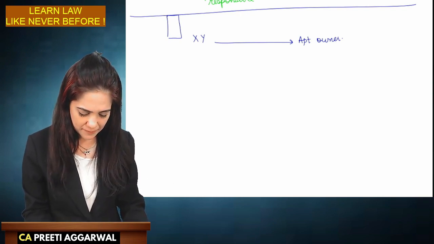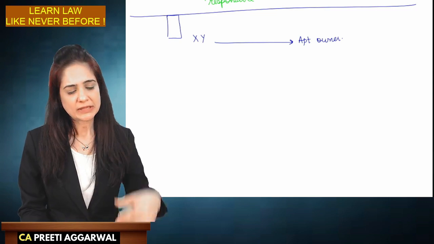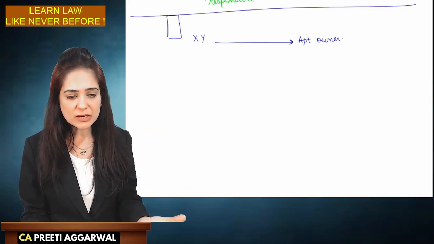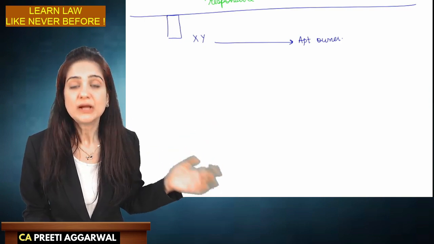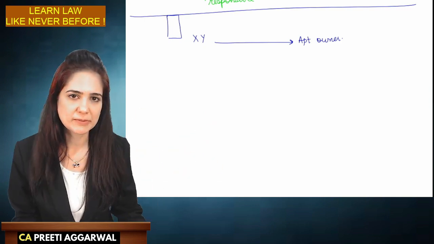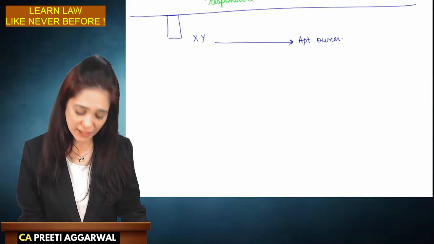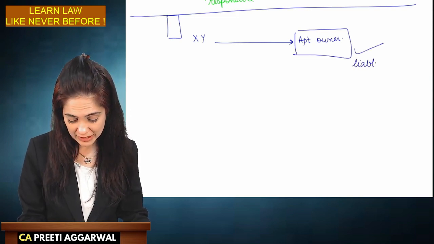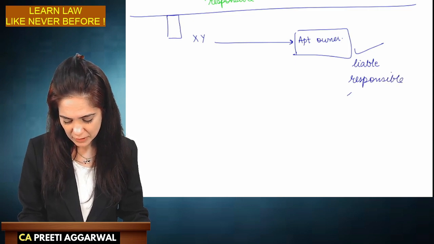X and Y took the apartment keys from the owner. They kept their bags and went out for sightseeing. When they returned, they saw that the fur coat was missing from their bags. In this case, who will be responsible? X and Y or the apartment owner? If you say apartment owner, then your answer is correct. He is liable. He is responsible for the loss.